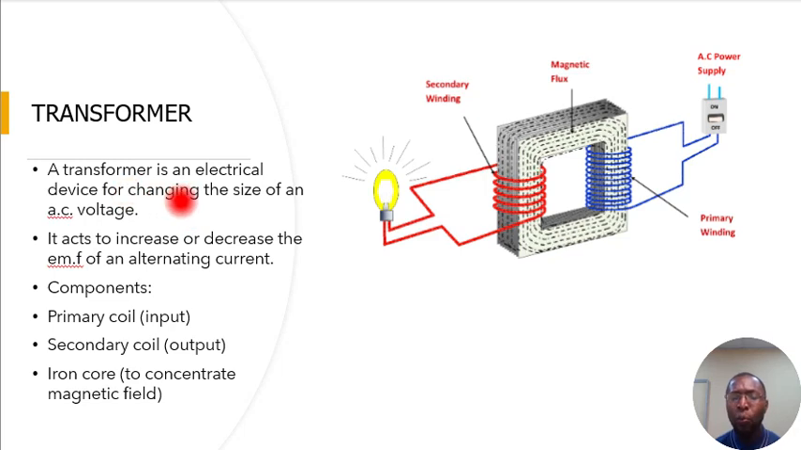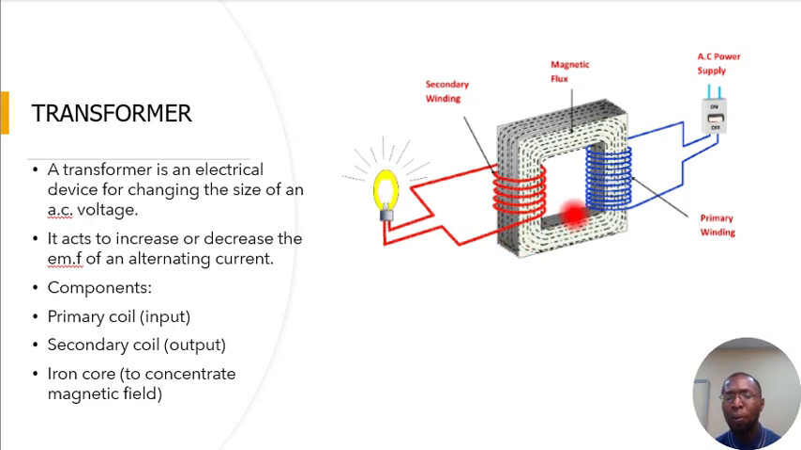A transformer, we have all heard the word transformer. Most times we say, oh, the transformer in our home is faulty, in our area is faulty. Now it's a device that changes the size of AC voltage. It's a device that is capable of changing AC voltage to high or low. So it can either increase the voltage of an AC or decrease it. All right. Now, when it is increasing the voltage of an AC, that type of transformer is called a step-up transformer. But when it is decreasing it, it's called a step-down transformer.